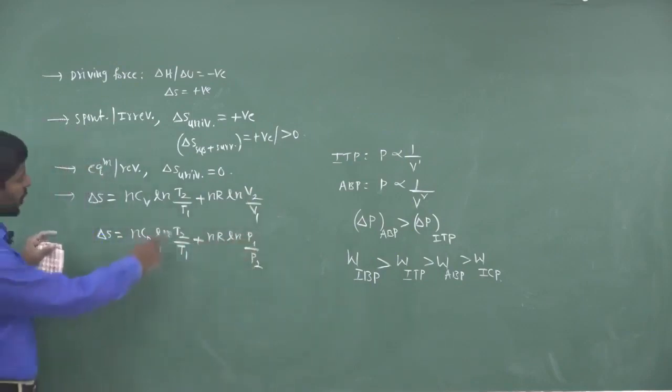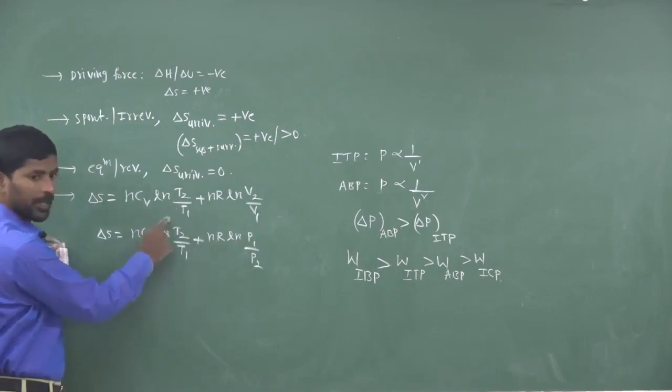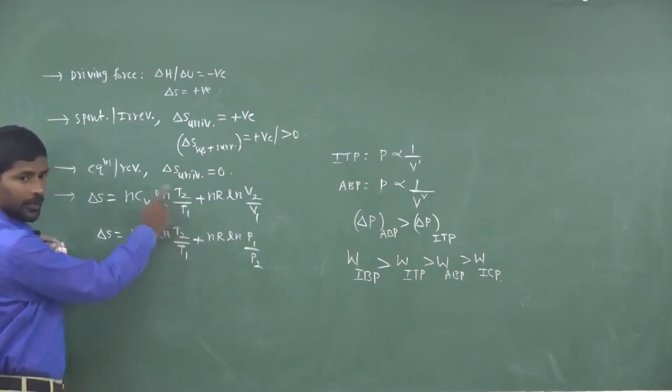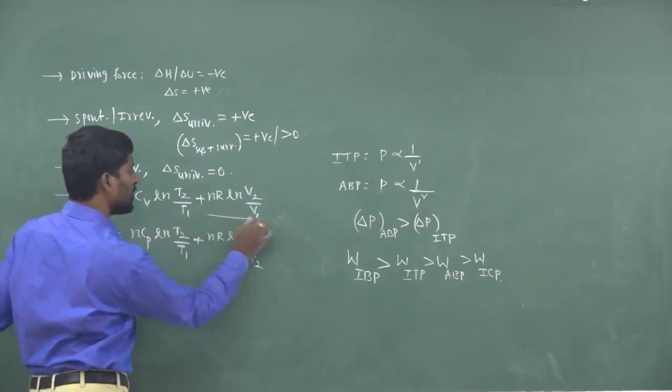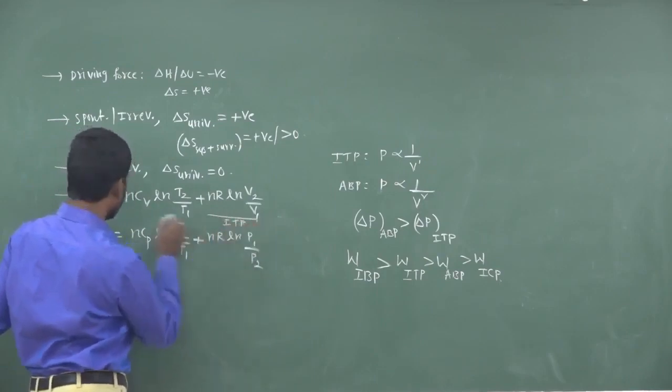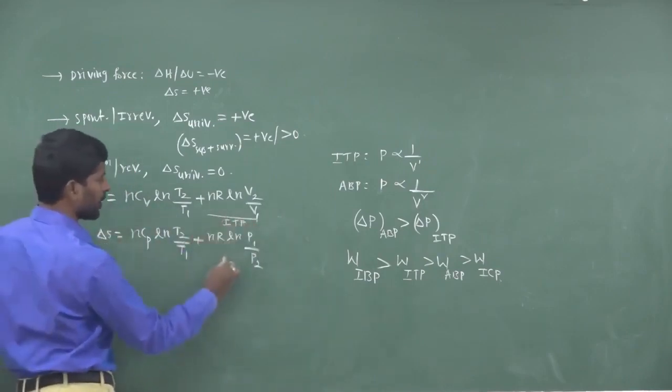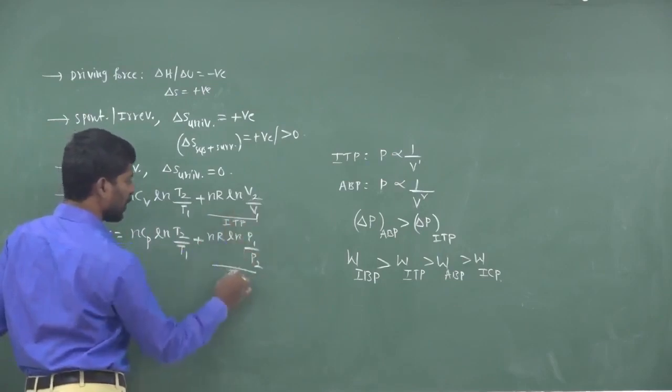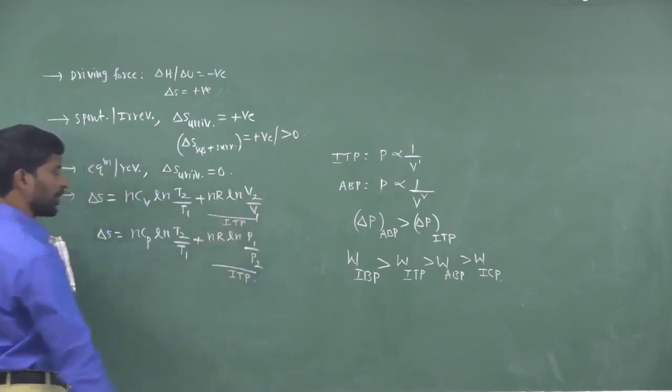If you take an isothermal process, what happens? T1 is equal to T2, so the first term becomes 0. So what is the entropy change during an isothermal process? That is nR ln V2 by V1 or nR ln P1 by P2.